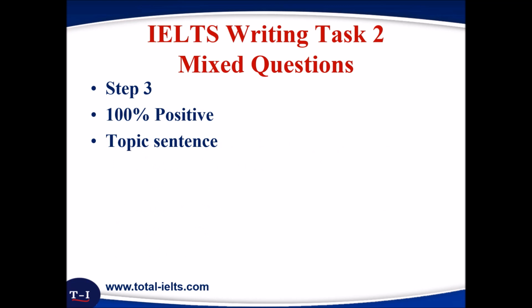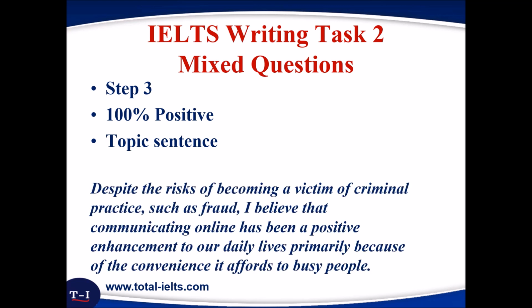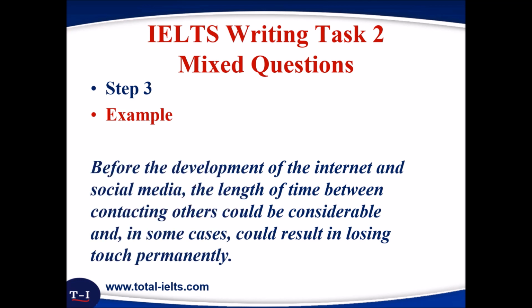For the third paragraph, is it positive or negative? I've gone for 100% positive. And my topic sentence, despite the risks of becoming a victim of criminal practice such as fraud, I believe that communicating online has been a positive enhancement to our daily lives, primarily because of the convenience it affords to busy people. And for the supporting details, I've gone with an example. Before the development of the internet and social media, the length of time between contacting others could be considerable, and in some cases could result in losing touch permanently.